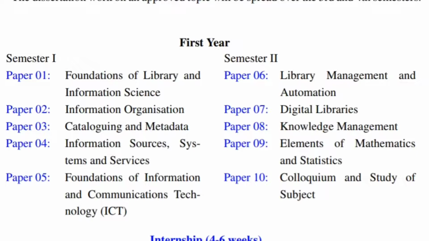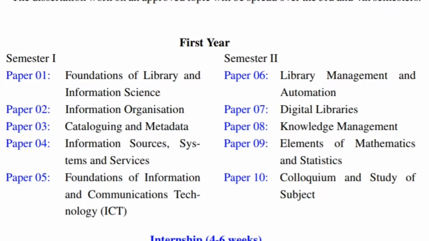Then there is elements of mathematics and statistics. This used to be a very basic paper earlier, but now it has some advanced concepts of statistics like Z-test, t-test, and ANOVA test. These are the hypothesis tests, and don't get scared of them because they will be taught in a manner that you can handle them, and these will be used if you choose research further.